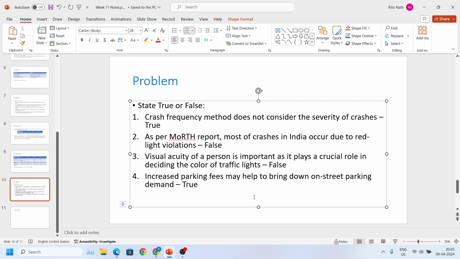The color distinction has nothing to do with visual acuity. That's what I meant. Visual acuity relates to field of vision. That's why the placement of the signs is important, not the color.